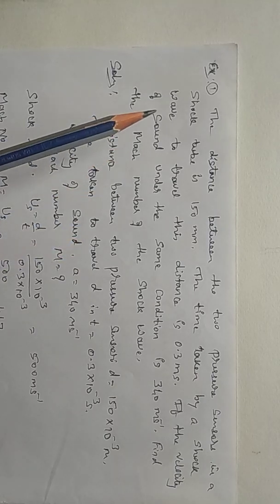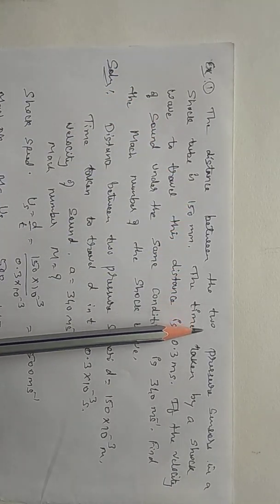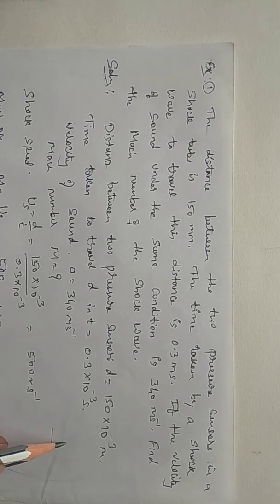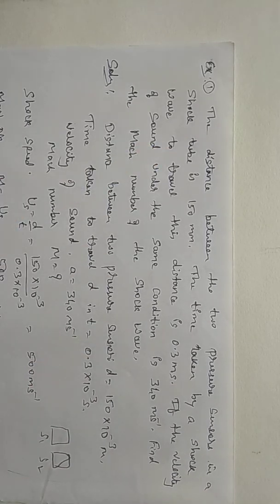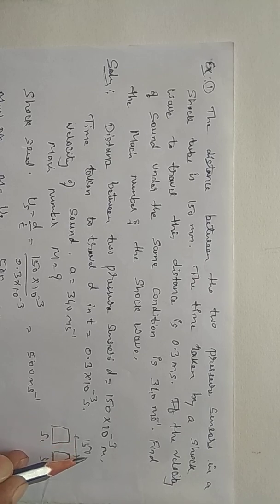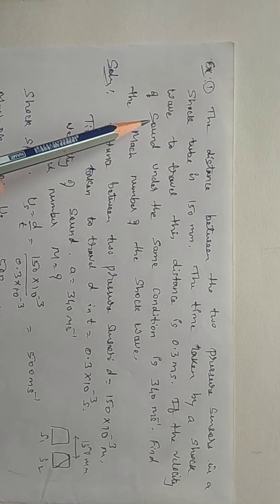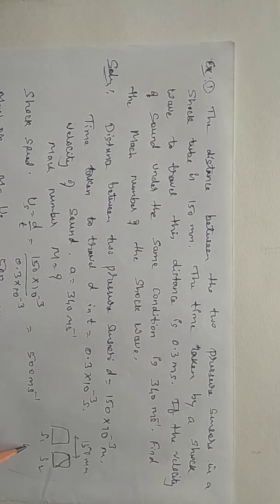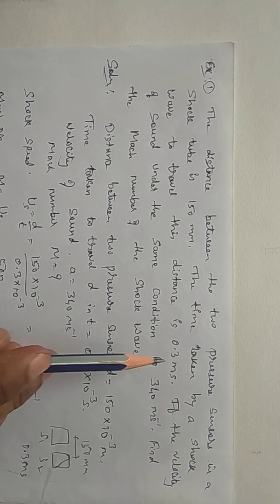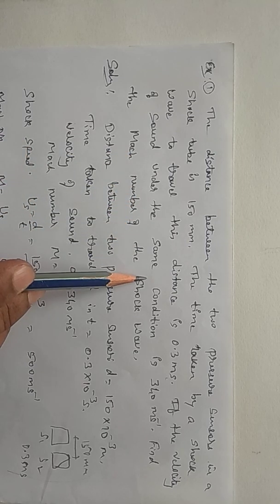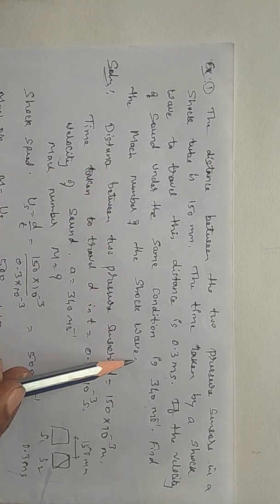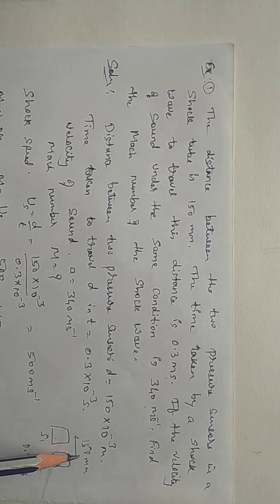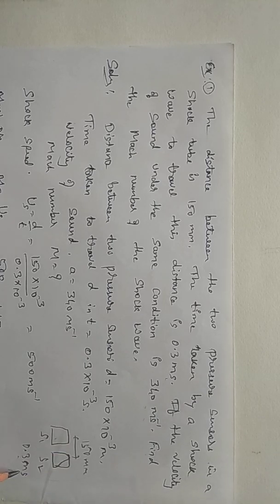Let me read the numerical. The distance between the two pressure sensors, S1 and S2, in a shock tube is 150 mm. They are 150 mm apart. The shock wave travels this distance, 150 mm, in 0.3 millisecond. If the velocity of sound under the same condition is 340 meter per second, find the Mach number of the shock wave. So distance is given as 150 mm and time taken is 0.3 millisecond.